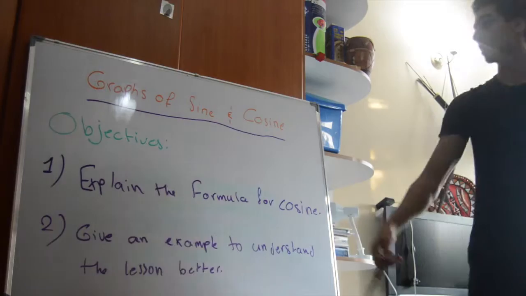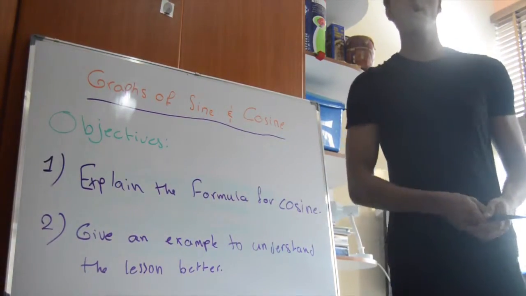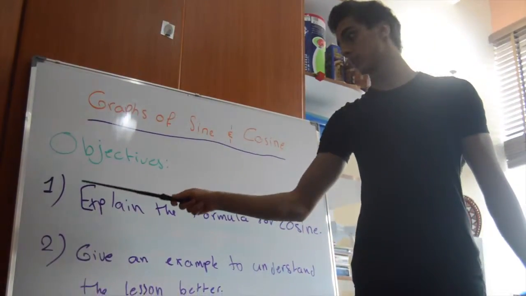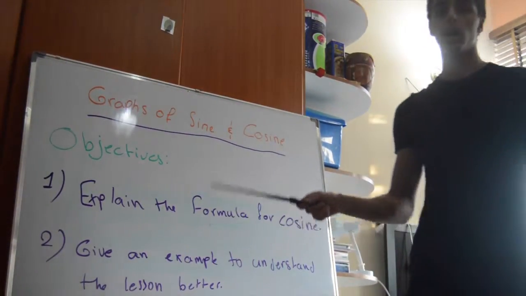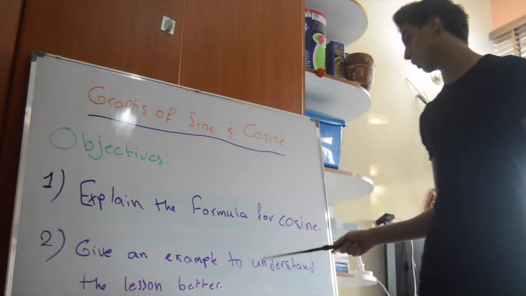And today's lesson is about graphs of sines and cosines. So we have two objectives for today. Our first objective is explaining the formula for cosine, and our second objective will be to give an example to understand the lesson.